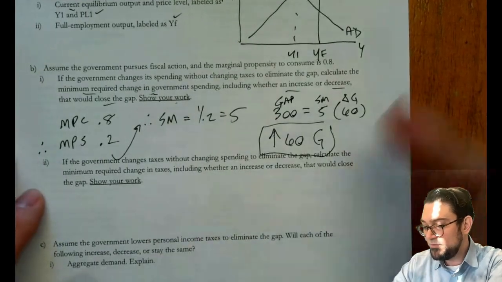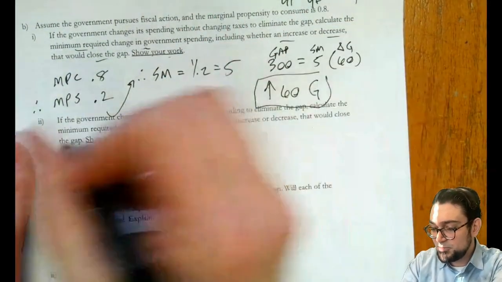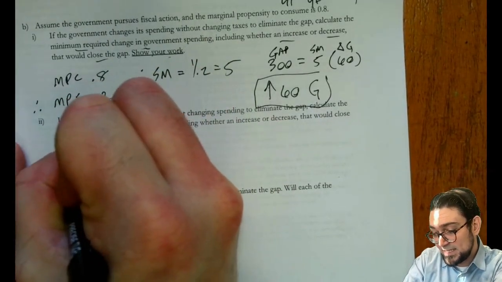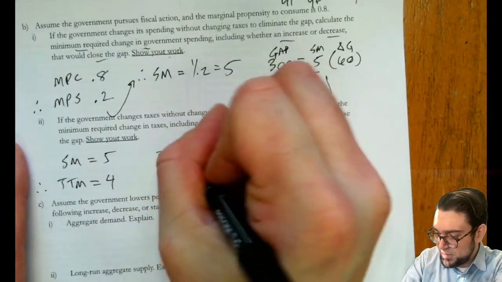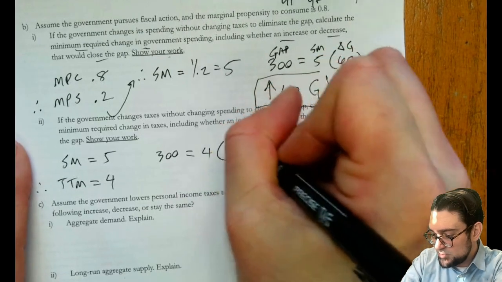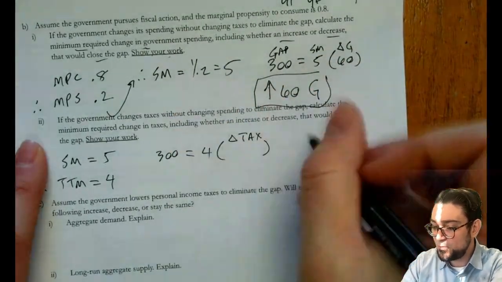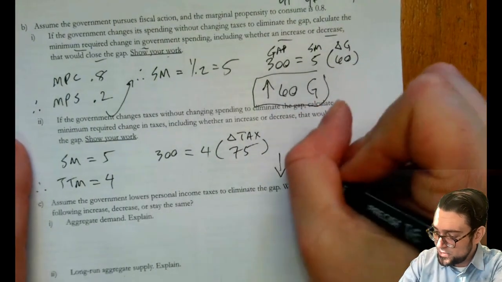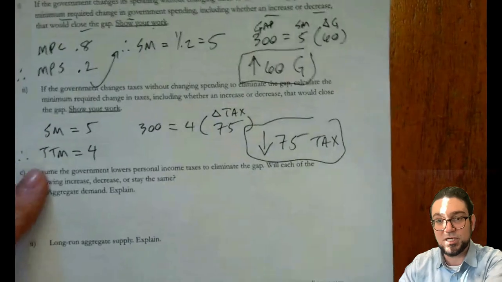Let's take a look at part 2. If the government changed taxes instead, what would be the size? Well, we can use some of the things we've got before. If the spending multiplier is 5, therefore the taxes and transfers multiplier is 4. And we're doing the same thing. 300 equals 4 times some change in taxes. And so our change in taxes, 4 times 75 would do it. And we want to lower taxes by 75 because lower taxes would increase GDP.